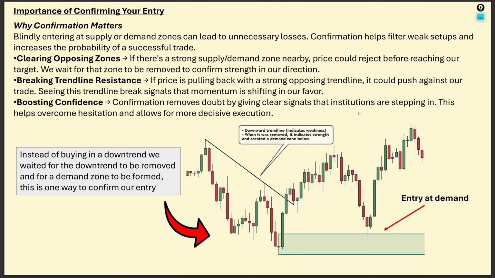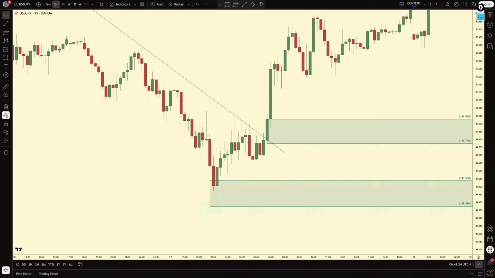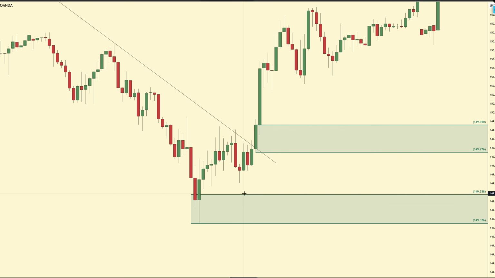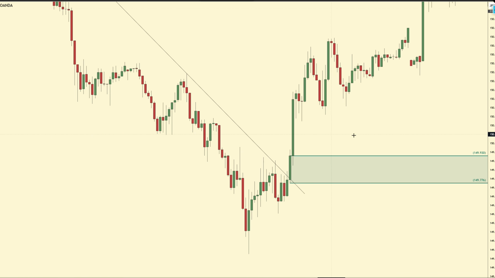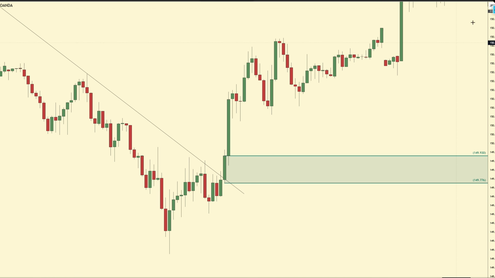It gives us signals that institutions are stepping in when we see those explosive moves, and it also helps overcome hesitation. Hesitation is not an account killer, because obviously you're not taking trades, but hesitation can definitely be a huge problem. And when price pulls into our zone in a downward trend, let's say none of this happened, it's not looking too great, right? You're trading with an entry time frame downward trend, and the trend line could really go against you.